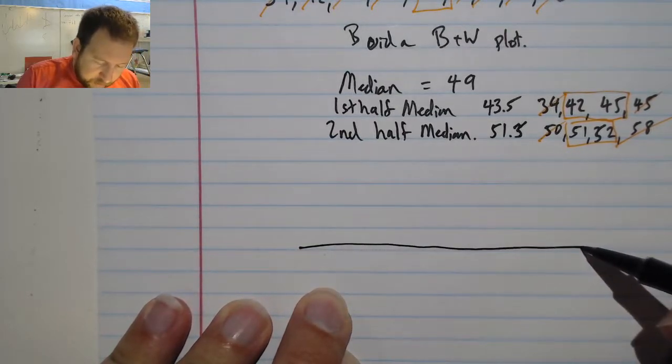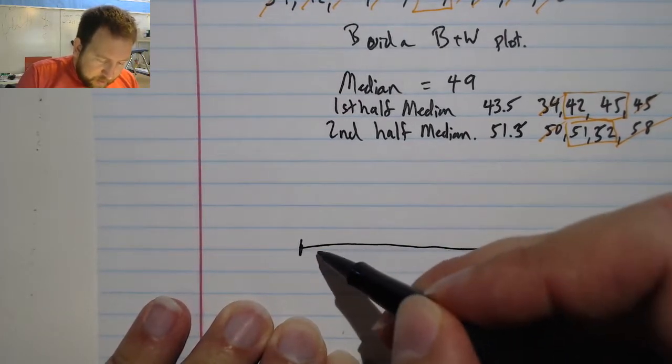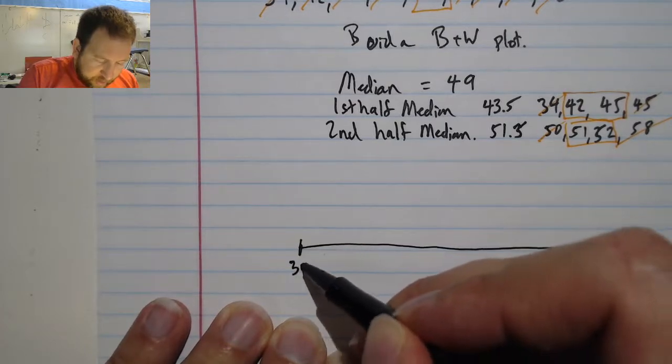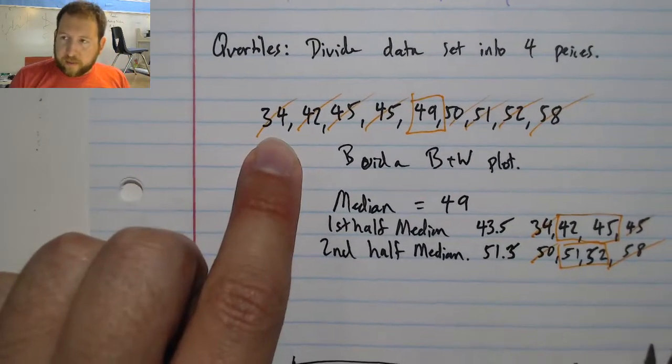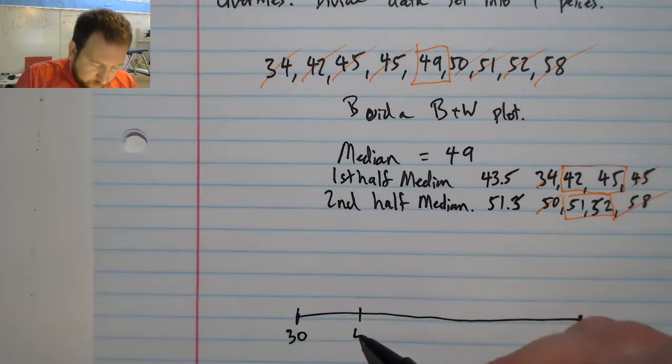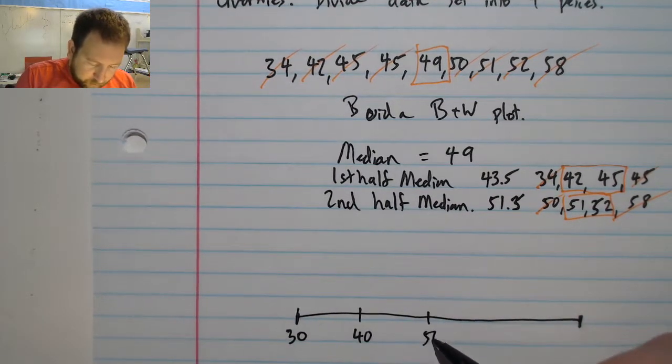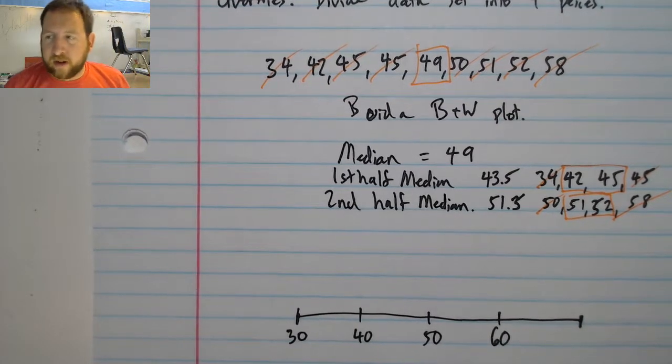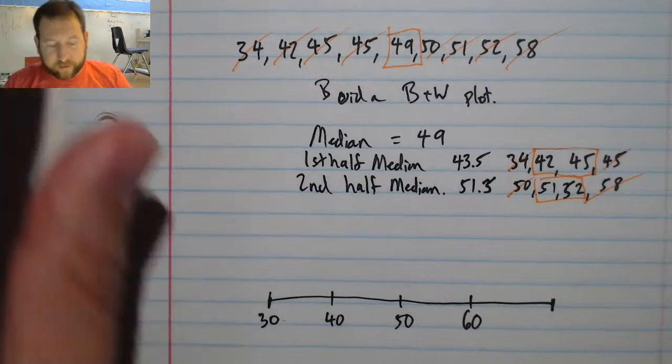I'm going to start with a line on the bottom. My set down here, I think I'm going to start at 30 because 30 is a little bit below, and I'll probably go up to 60. So let's go 40, 50, and 60. Probably should have spread it out a little bit more, but that's okay.